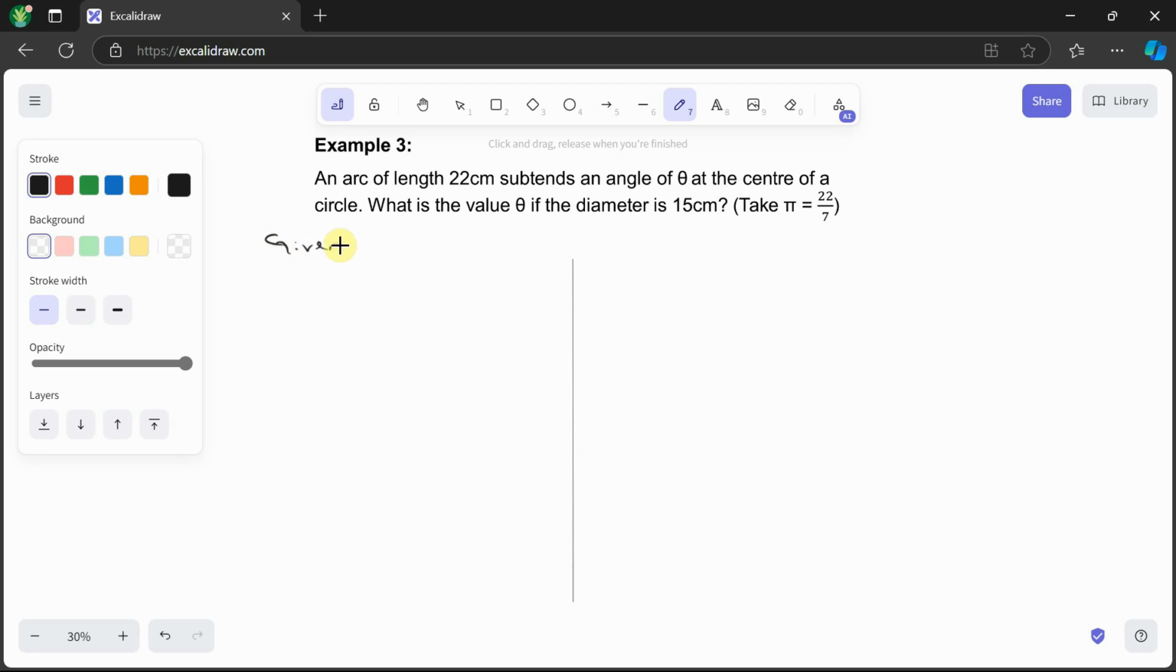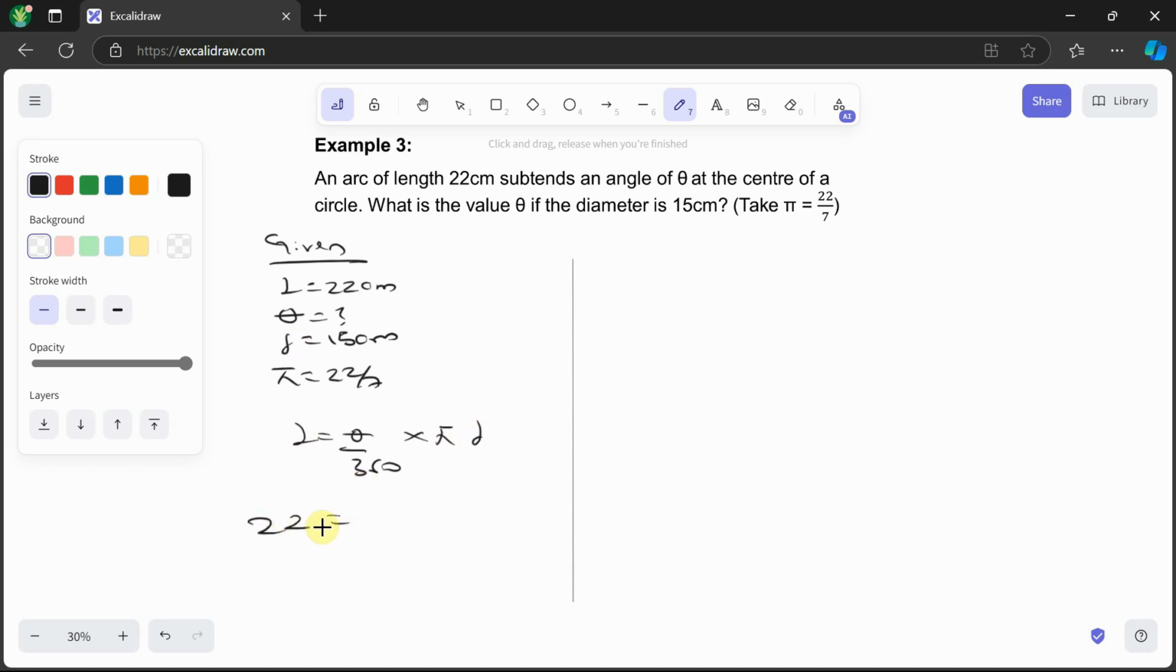So what are we given? We're told that L is 22 centimeters. We're told to find the value of theta if the diameter is 15 centimeters. We're told to take pi to be 22 over 7. So the next step is to write an equation, which is L is equal to theta over 360 times 2 pi r. Or I could just use pi d, since we are given d. So we know L to be 22 centimeters. We don't know what theta is, all over 360. We know our pi to be 22 over 7. We know our d to be 15 centimeters. So 5 here 3, 72.